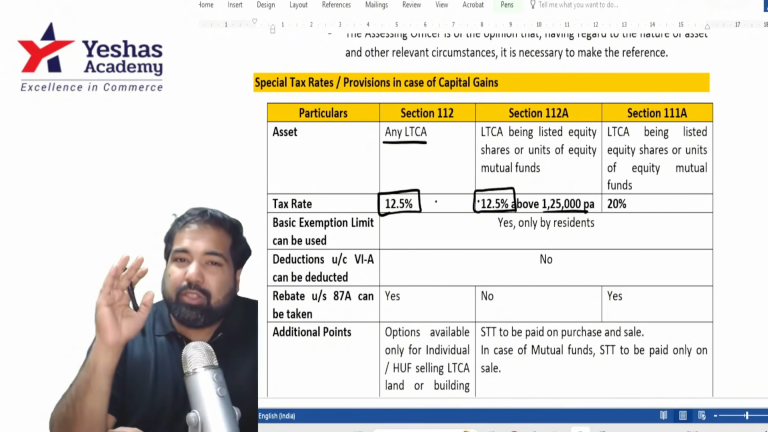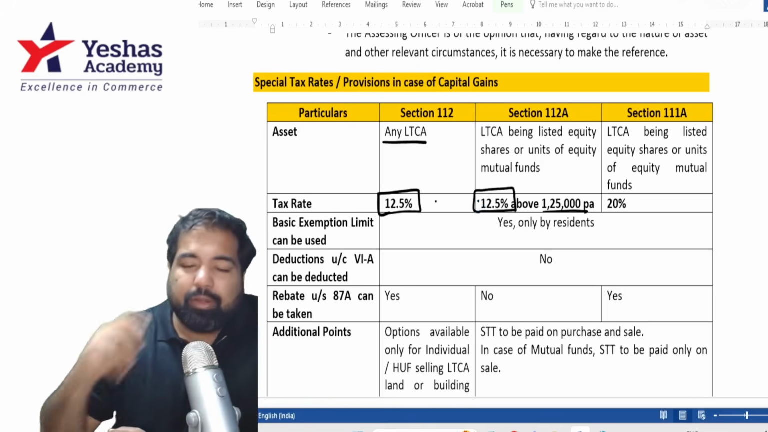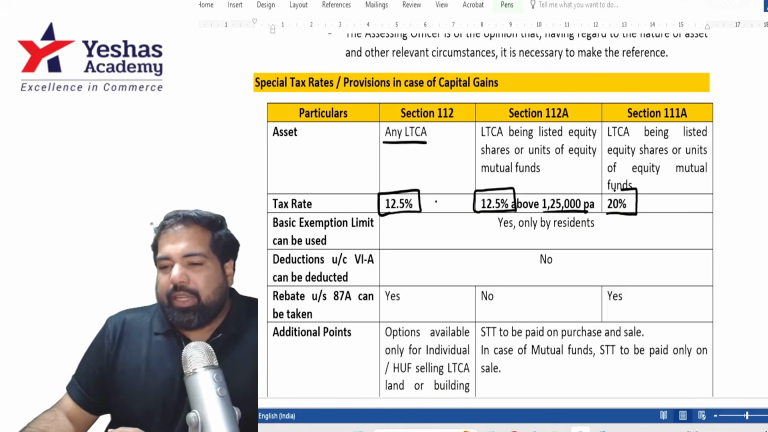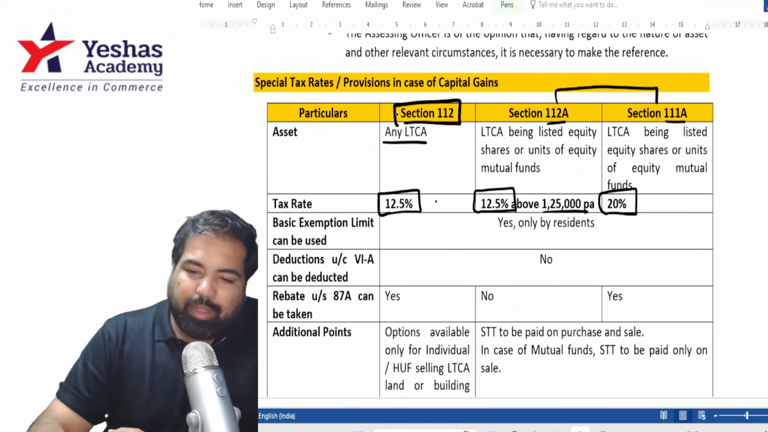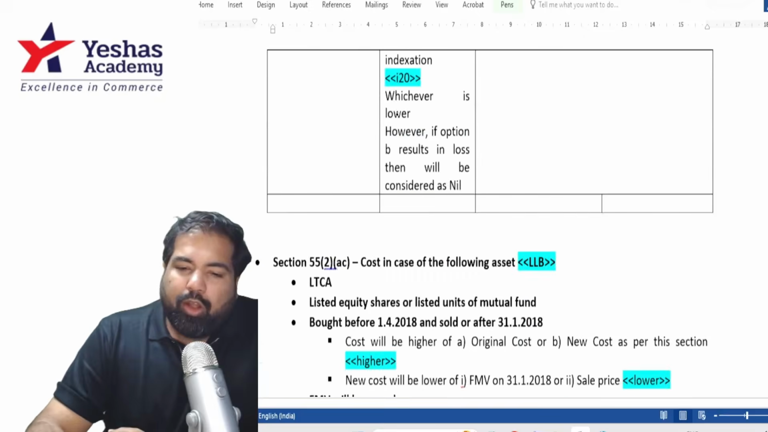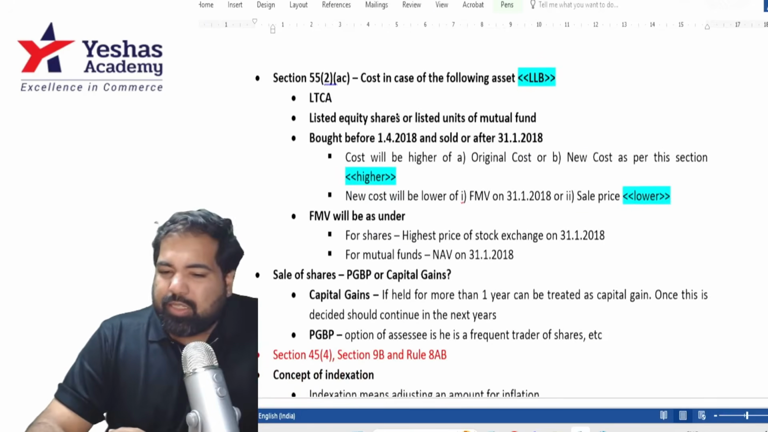That means, guys, if it's long term, then 12.5% is the rate. And if it's short term, then 20% is the rate. Guys, this is Section 111A, 112A. This is for listed instruments, and this is for other than listed instruments, any long term capital gain.